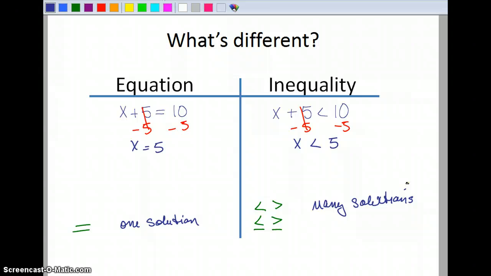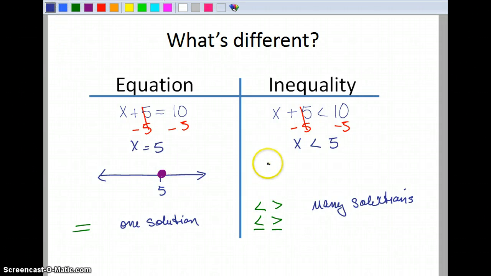Now let's look at one more thing. When I graph x is equal to 5, I'm only going to have this one point circled in at 5.